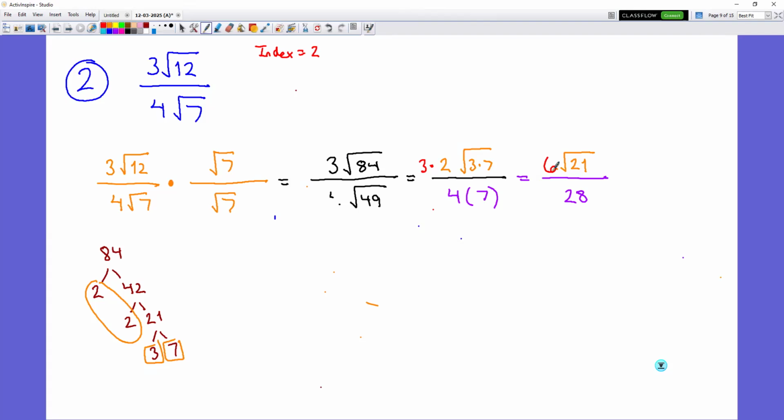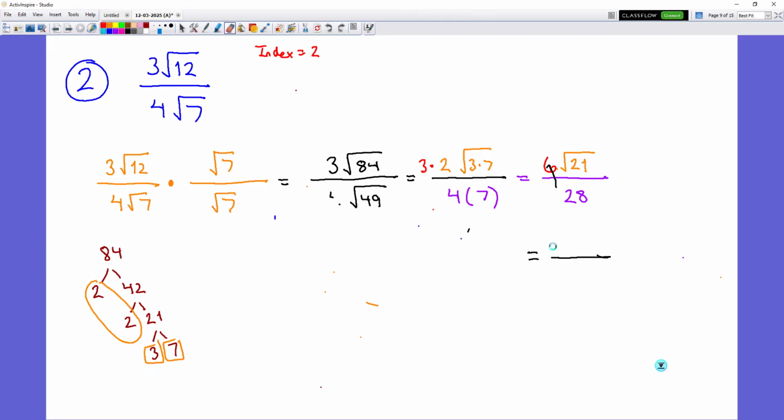And now we need to see if we can simplify the outside, so the outside of the square root. So we have 6 over 28, and yes, 6 over 28 does simplify. So that's going to simplify simply to 3 over 14. Uh-oh, my pen's getting wacky again.